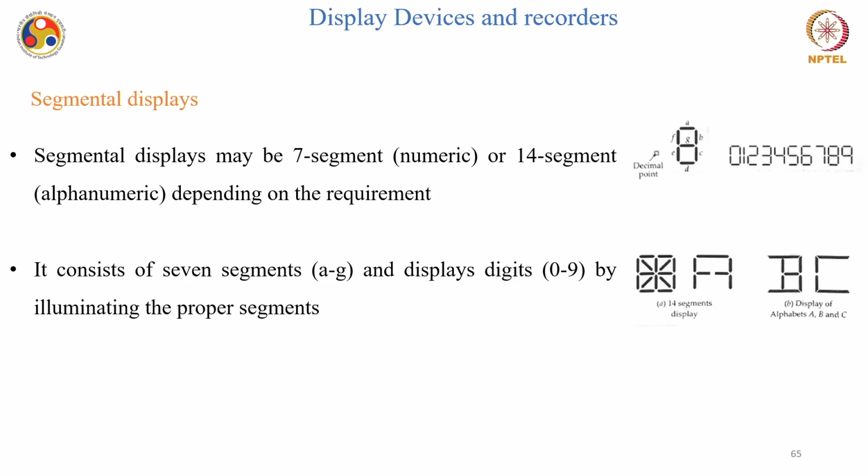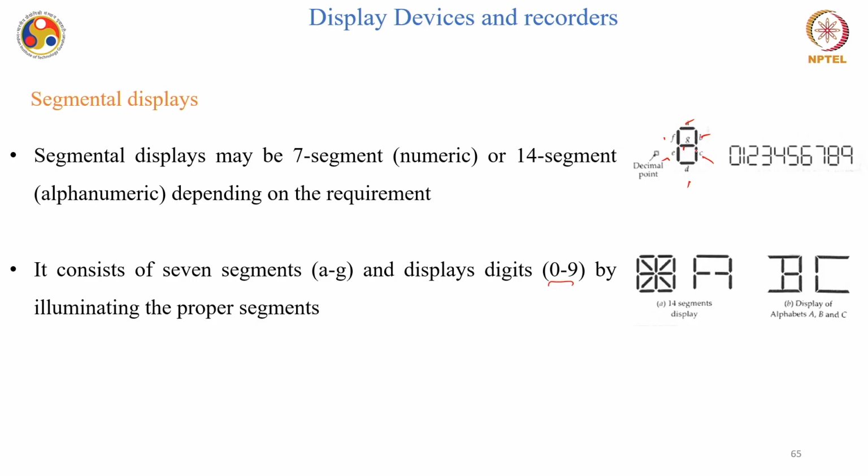The segmental displays are very popular single unit displays. It may be a 7 segment display, which only has numeric, or we can also have a 14 segment display, which can be alphanumeric, depending on the requirement. It consists of 7 segments, starting from A to G. As you can see, you have these segments A, B, C, D, E, F and G, and they display digits from 0 to 9 by illuminating the proper segments.